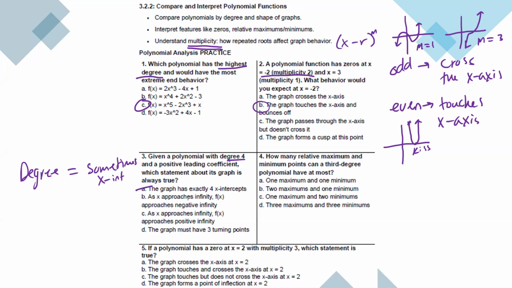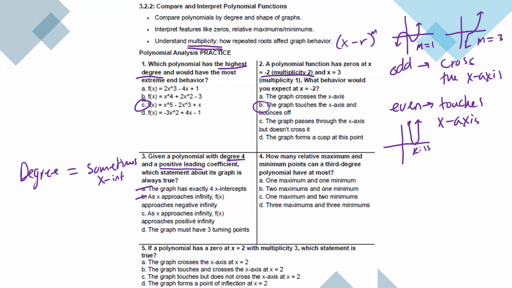Next, as x approaches infinity, f of x is approaching negative infinity. It said my leading coefficient is positive. So am I going to ever be heading to negative infinity? Nope. As x approaches infinity, f of x approaches positive infinity. Is that true?